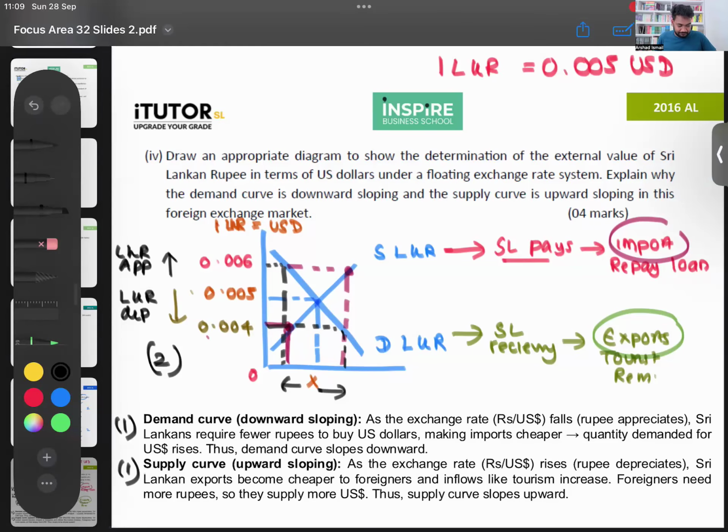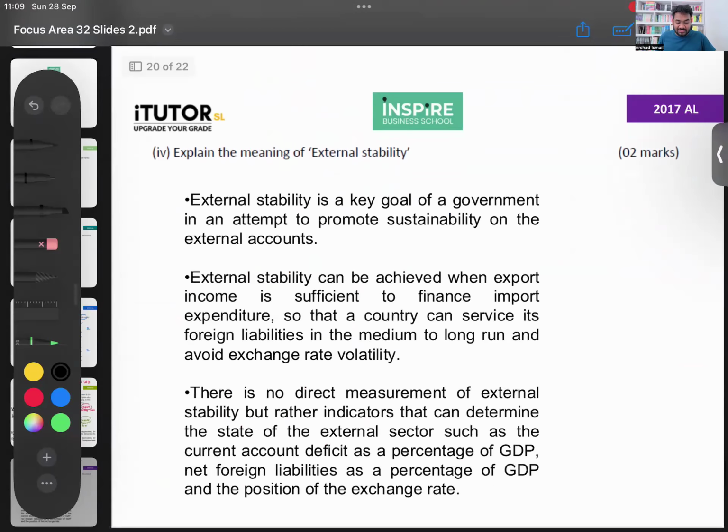Done. Moving on. 2017. What is meant by external stability? Usually, external stability is where your exchange rate and so on are stable. But it doesn't necessarily have to mean a stable exchange rate. Now, the exchange rate can be stable. Do you remember during our COVID time, was the exchange rate stable? During COVID and all of that?